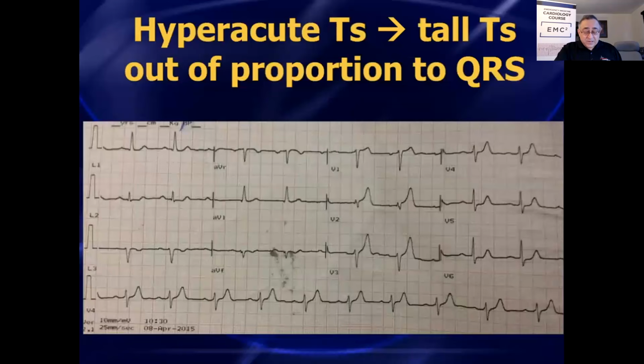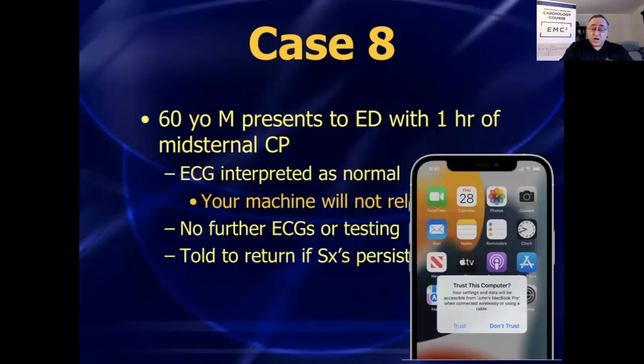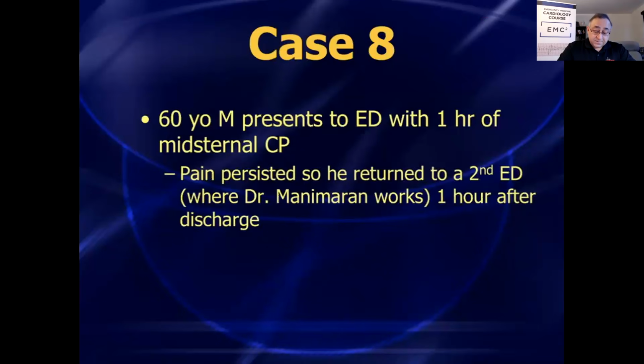Well, anyway, what happened with this patient was the patient was just diagnosed as non-specific junk. The provider went along with the EKG machine and discharged the patient. Again, your machine's not going to reliably diagnose this, so you can't rely on the computer. You cannot trust the computer with this. I've never, by the way, seen an EKG computer ever call something hyperacute T waves, right? Anyway, the patient was discharged.